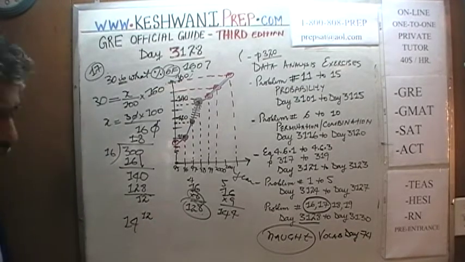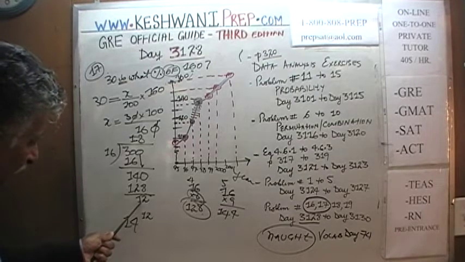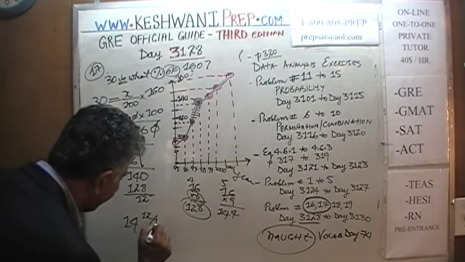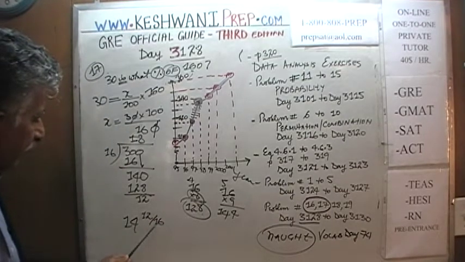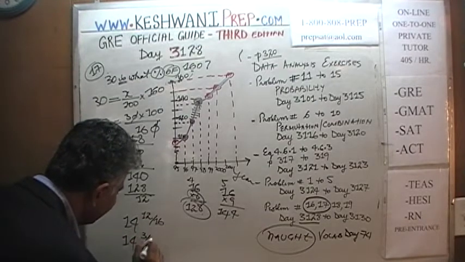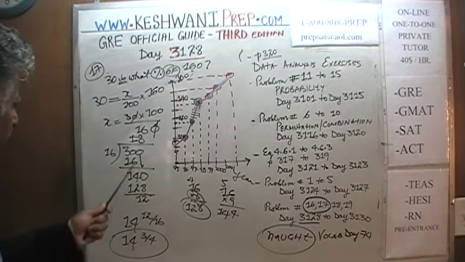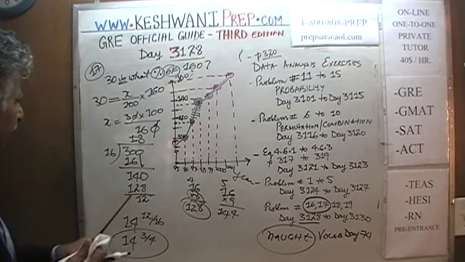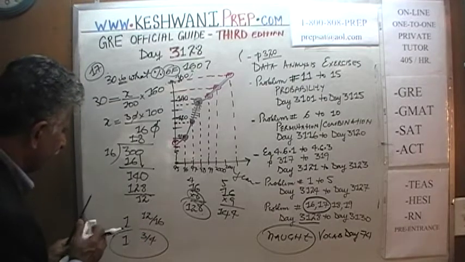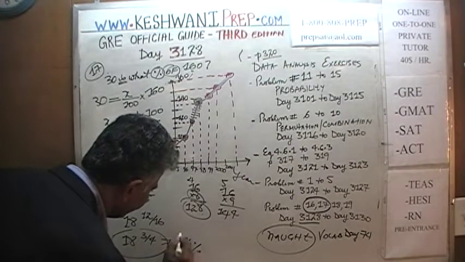You know how I caught myself? Because I had written down 8 here, then the answer would have been 14 and 8/16. 8/16 is half. It's not 14.5%. So it's 14 and a remainder of 12, so it's 14 and 12/16. Let's divide top and bottom by 4. If we divide top and bottom by 4, we end up with 18 and 3 quarters. Right here is 18, sorry. It's 18 and 3 quarters, or approximately 19%.